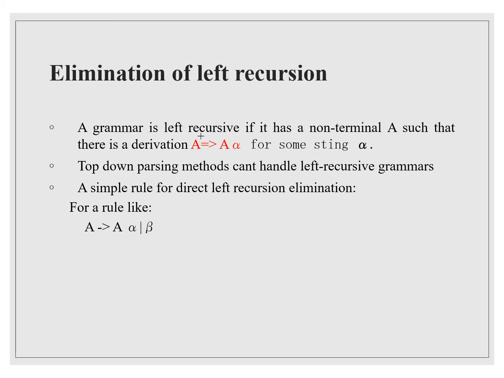Let us introduce one more symbol called A dash. That is, A derives beta A dash, the second production. Then what is A dash? A dash derives alpha A dash | epsilon. Without changing the string derived from A. That means the first grammar, A derives A alpha | beta, is replaced with the other grammar. Both grammars are the same. This rule by itself suffices for many grammars without changing the string derivable from A.